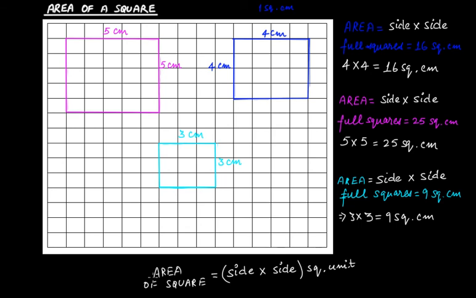Remember this particular formula. In the case of a rectangle, it was length times breadth square unit. In the case of a square, it's side times side square unit.